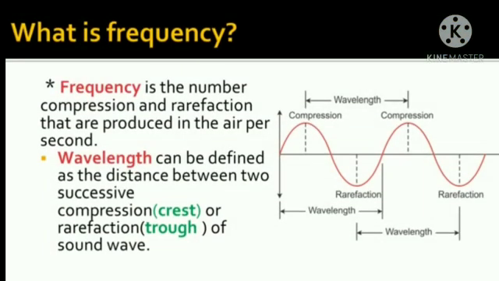Now what is the definition of frequency? Frequency is the number of compressions and rarefactions that are produced in the air per second. And wavelength, what is the wavelength? Wavelength can be defined as the distance between two successive compressions or rarefactions of a sound wave.